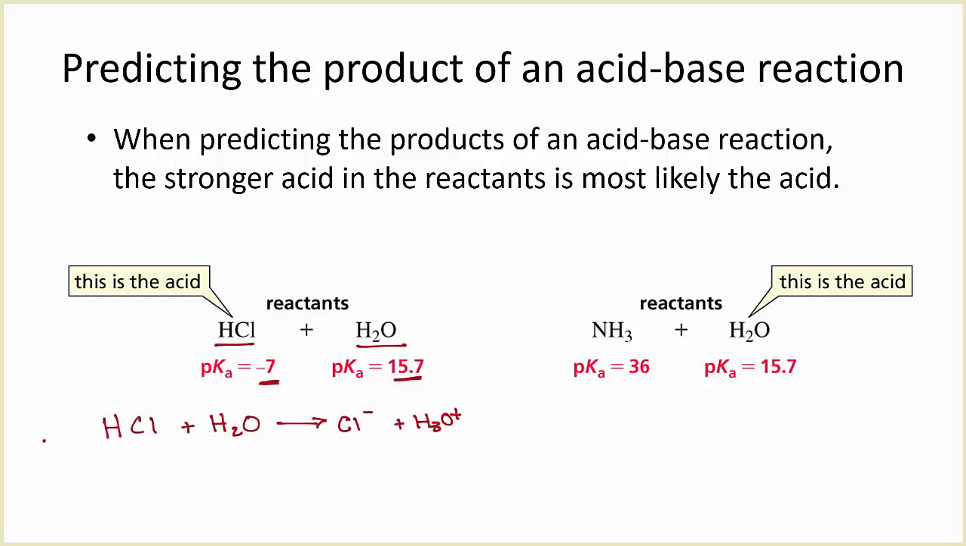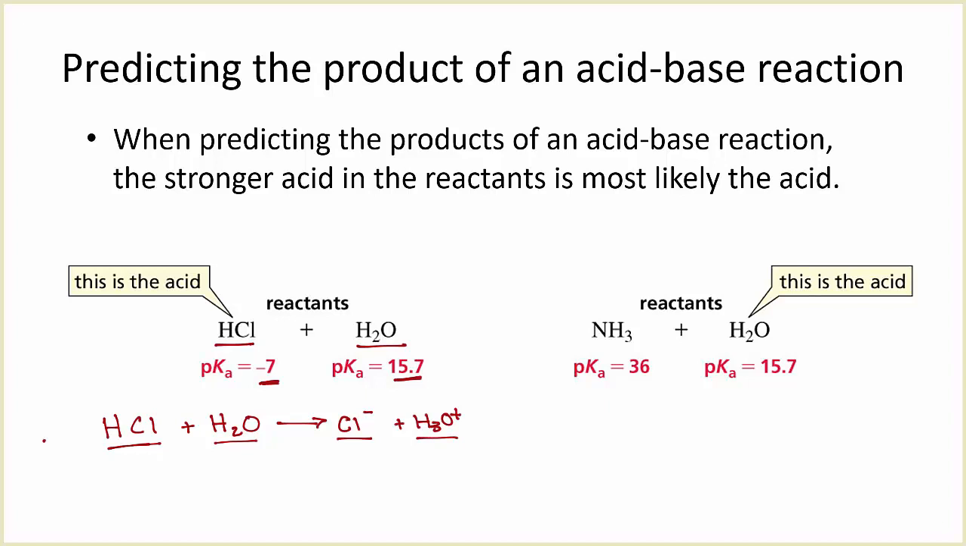So here we have the reaction HCl plus H2O, where HCl acts as the acid. Remember, the hydrogen chloride, the HCl, will be the acid, so that means it donates a proton to the H2O, and then when you look at the product side, what you find is that the Cl has lost a proton and the H2O has picked up a proton to produce the hydronium ion.